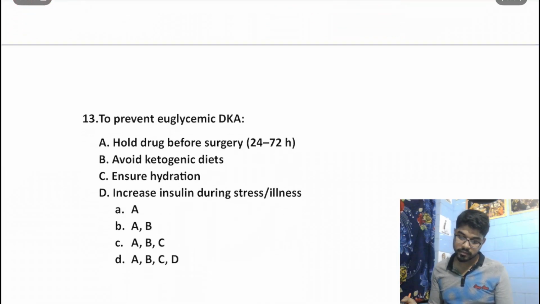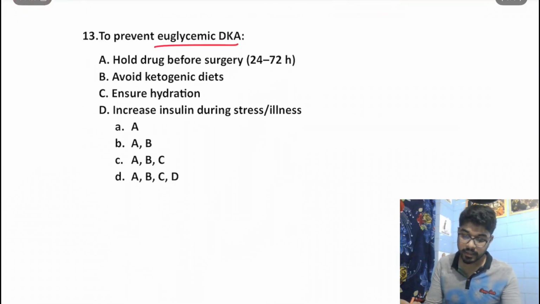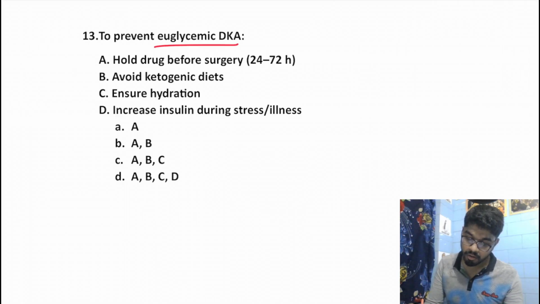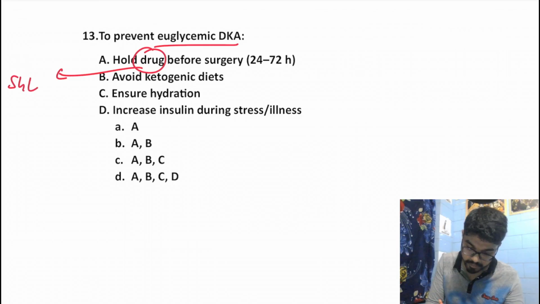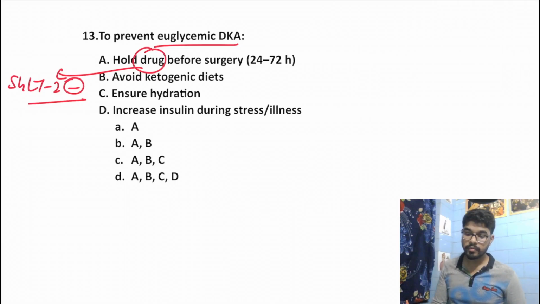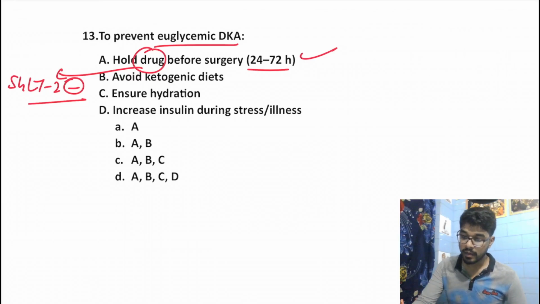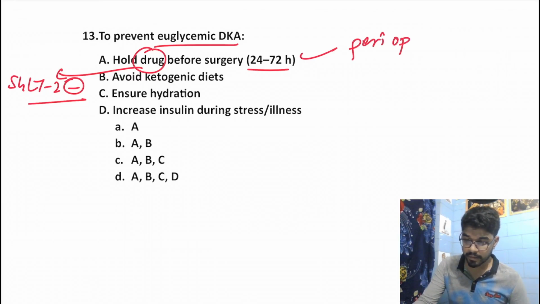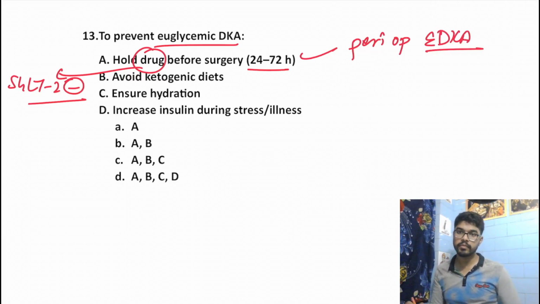Moving on to the next question. To prevent euglycemic DKA, what should we do? Hold drug before surgery. The drug over here is SGLT2 inhibitors. Yes, before surgery we should hold the drug for 24 to 72 hours. That's a true statement. Otherwise, that can lead to a perioperative euglycemic DKA because of the increased stressful situation. Surgery is a stressful situation, and there would be increased requirement for insulin. That's why that can precipitate DKA.